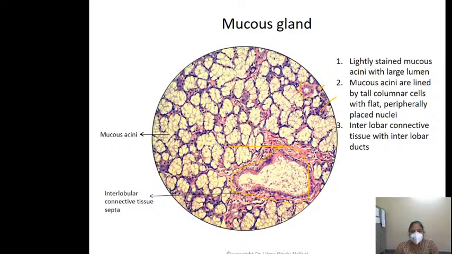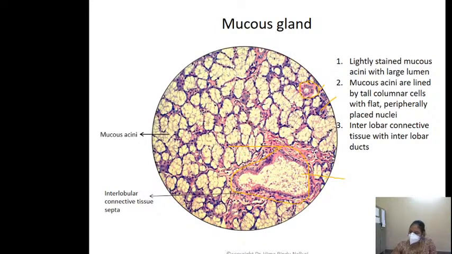This is a duct which is lined by the simple cuboidal epithelium. You can see a little larger lumen with the cuboidal cells surrounding it. This is an intralobular duct. This is an interlobular duct, and interlobular connective tissue septa with a large duct here. So these are the mucous acini. You can easily identify the slide of the mucous gland and the slide of the serous gland.